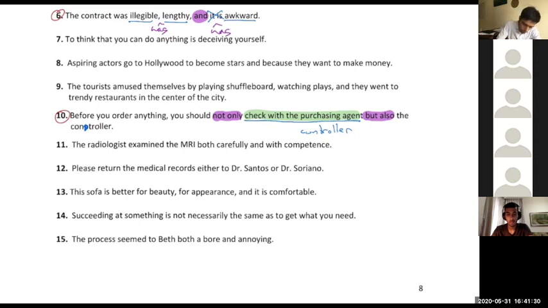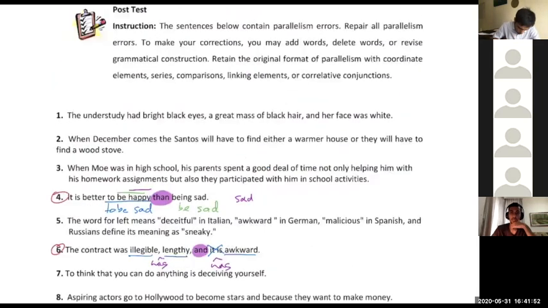Oh, sorry, no, you cannot do the controller, sorry. You cannot do the controller because the verb is check with, so you have to have that. Sorry about that, folks. So you want to have the verb check with the controller. Okay, let's do one more difficult one.